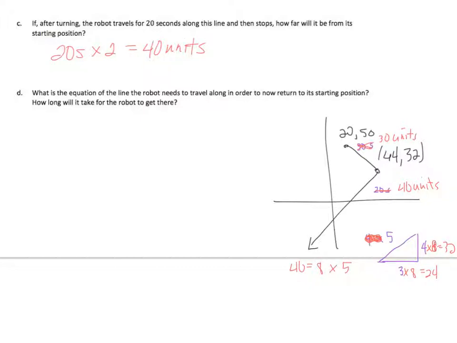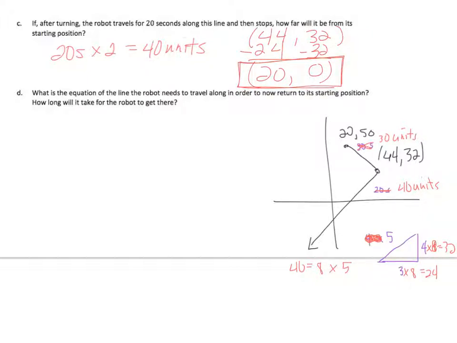So I'm going to take my stopping point, which was 44, 32, subtract the x direction, which is 24. I get 20, and subtract the y direction, which is 32, and I get 0. So my new stopping point is 20, 0. What is the equation of the line the robot needs to travel along in order to now return to its starting position?